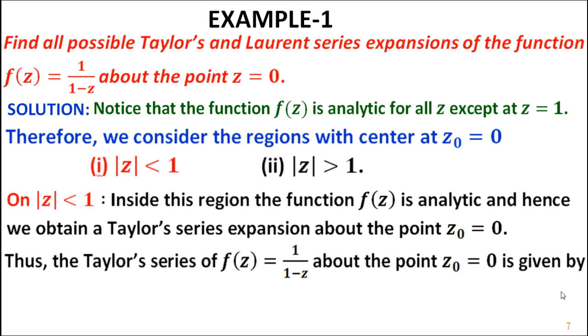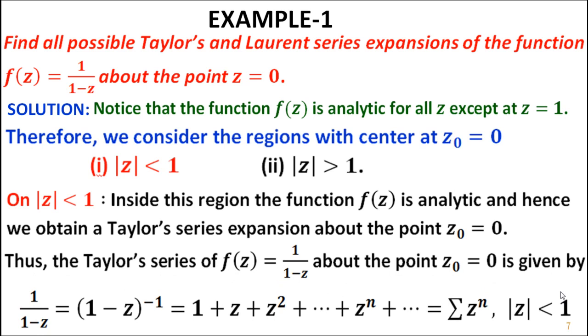Thus, the Taylor series of f(z) = 1/(1 − z) about the point z0 = 0 is given by: 1/(1 − z) can be written as (1 − z)^(−1). We have the binomial series expansion, that is summation of z^n, where |z| < 1.